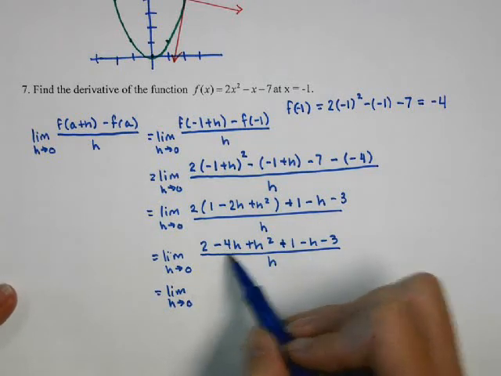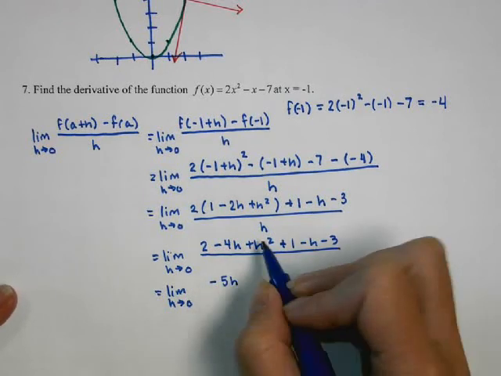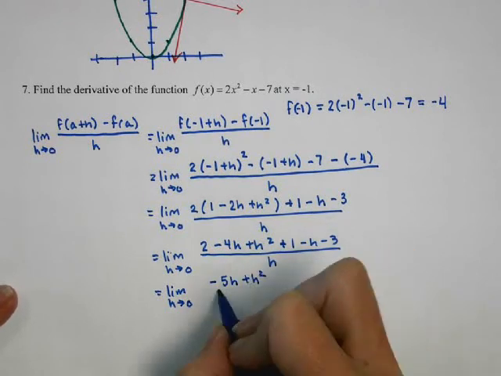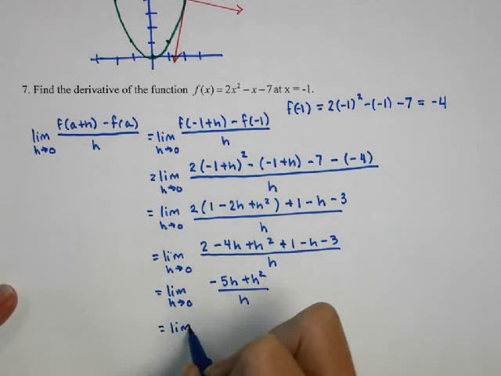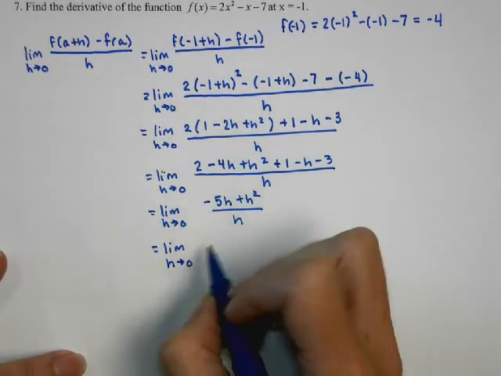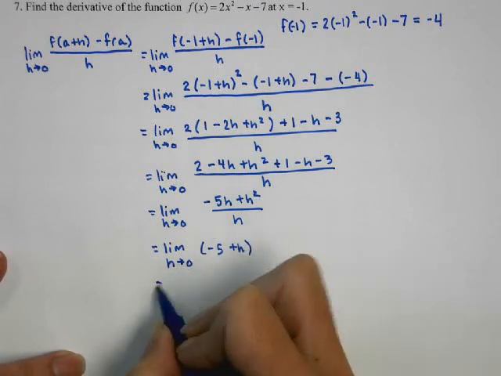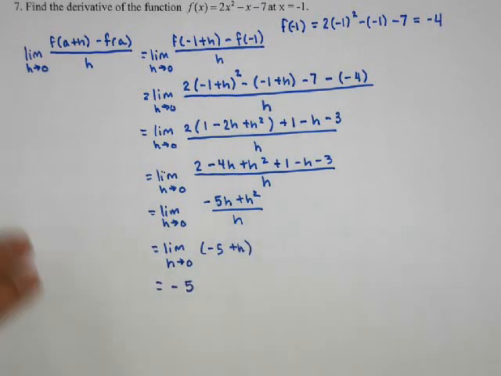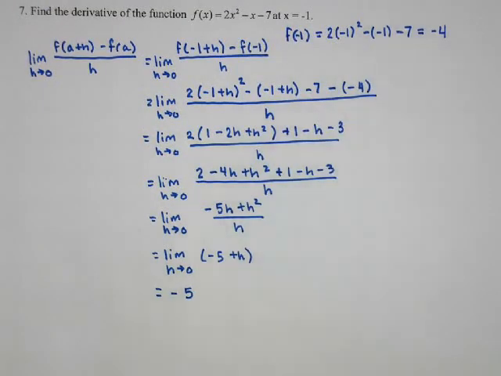I'm going to have a negative 4h minus h, so that's a negative 5h plus h squared. Divide out those h's. So we have negative 5 plus h. Then we plug in 0 to get negative 5. So that means the slope of that parabola when x equals negative 1 is negative 5.